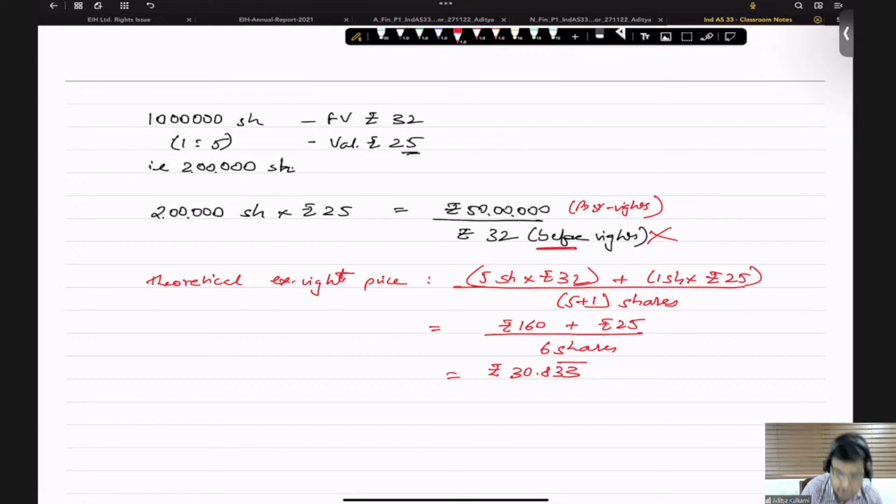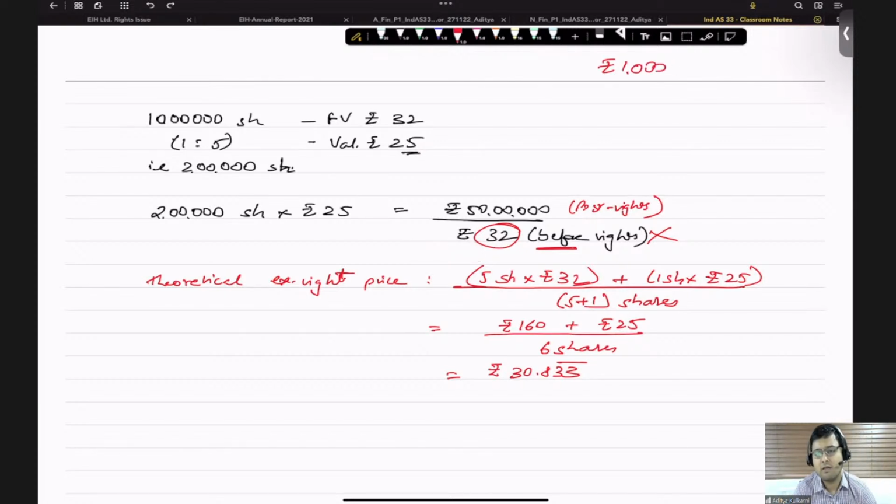I cannot say 50 lakhs has come, which is the equivalent of how many shares at 32 rupees? I cannot say this, because now there is a rights issue, and the moment a rights issue happens, my market price falls down. Bonus happens, my market price falls down. Share split happens, market price falls down. Why? It is simple. Suppose the market price of a share is rupees 1000.